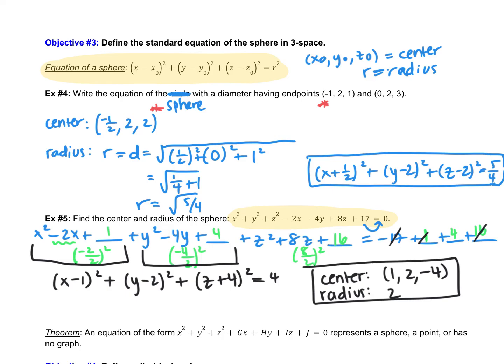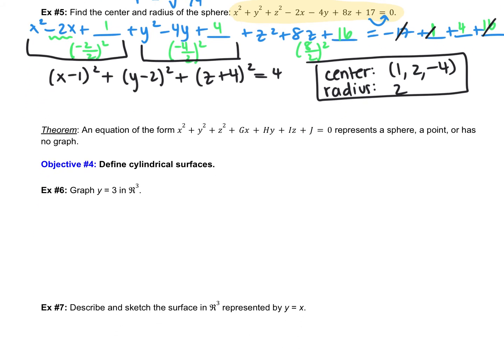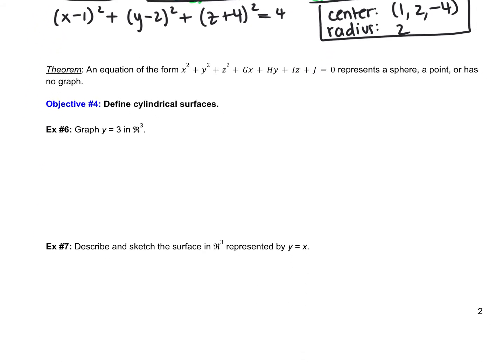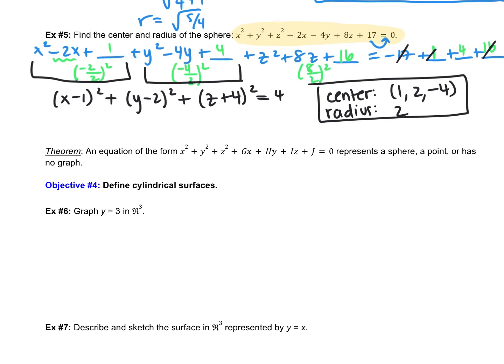Okay, so hopefully that made sense. We have one theorem to talk about real quick, and then we are going to be looking at doing a little graphing. So the theorem that you can see at the top: an equation of the form x squared plus y squared plus z squared plus gx plus hy plus iz plus j equals 0 represents a sphere, a point, or has no graph. Well, this relates to that example that we just did above, which was in that form, and we saw the sphere. So that's great.